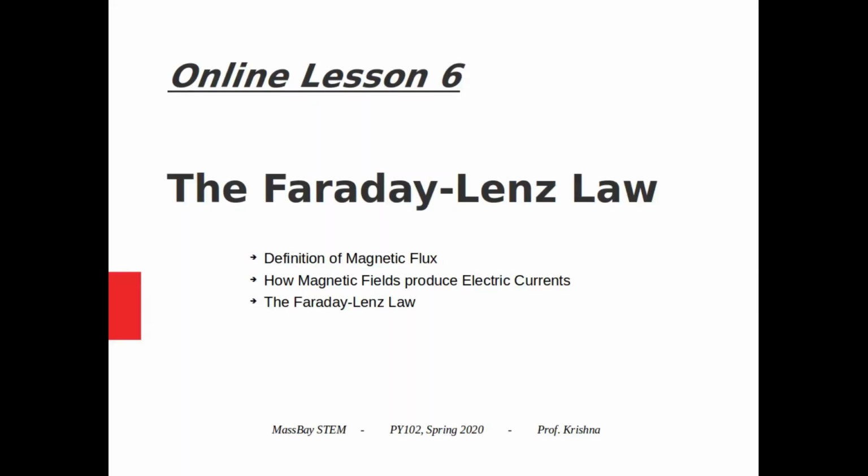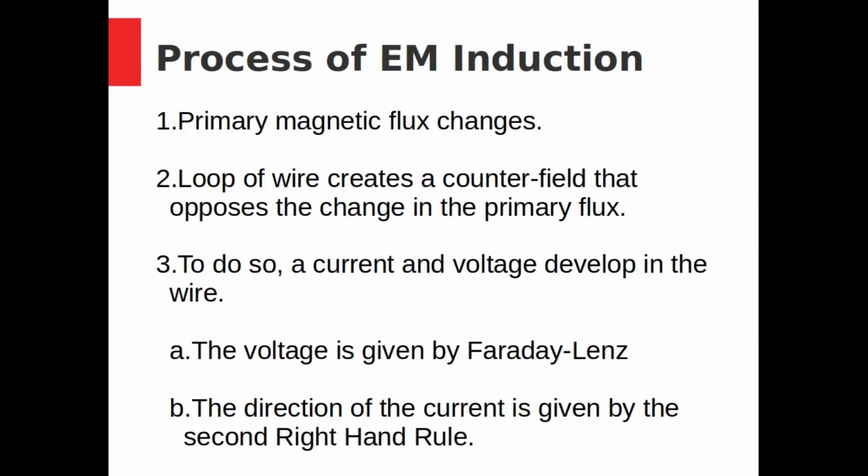In this video, we were introduced to the Faraday-Lenz law. It says that when a loop of wire feels a changing magnetic field, it creates a counterfield that opposes the change in the external field. To do this, it must develop a voltage and a current. The voltage is given by this equation, and the current must travel in a direction that produces the correct counterfield according to the second right-hand rule.